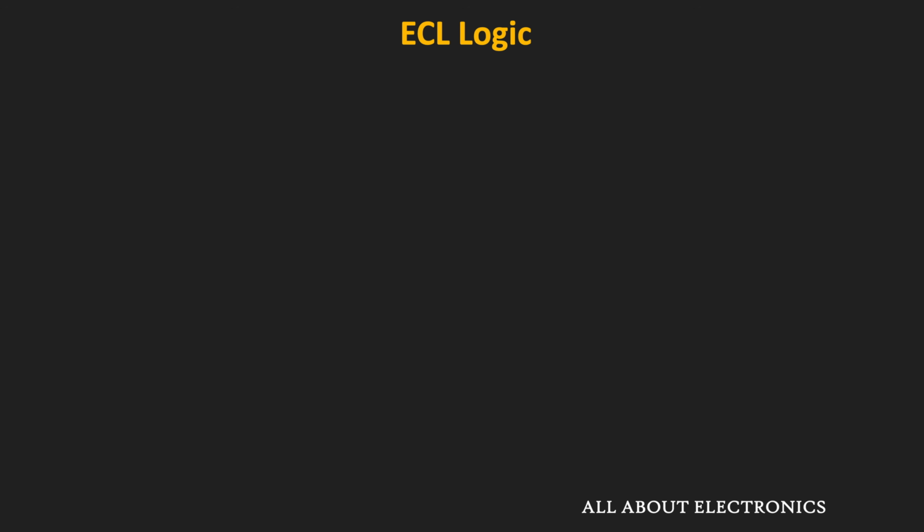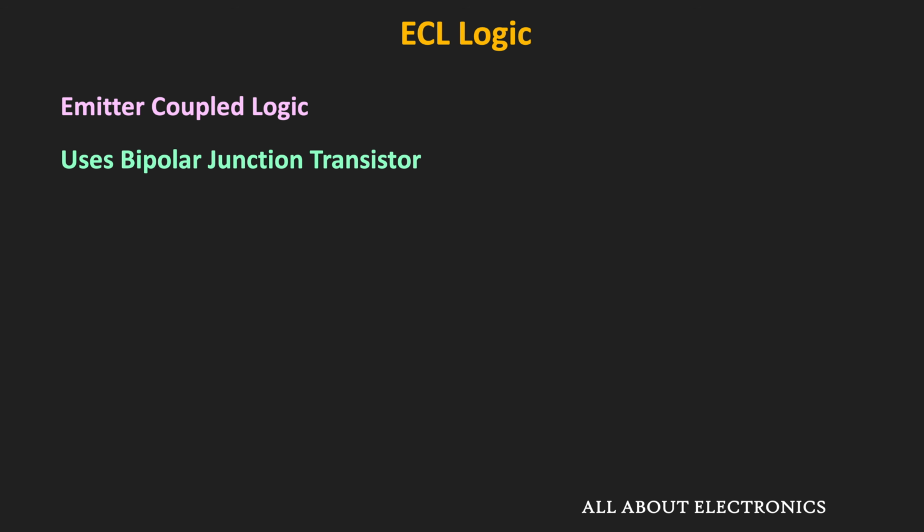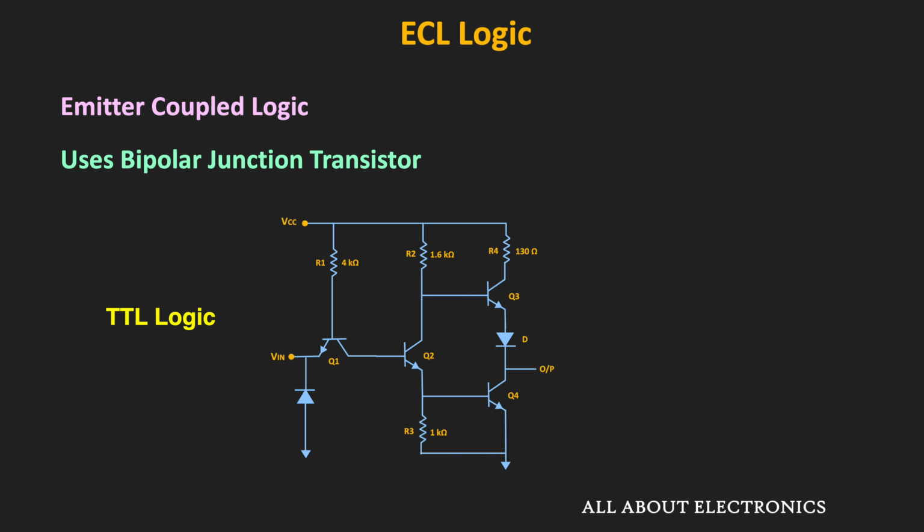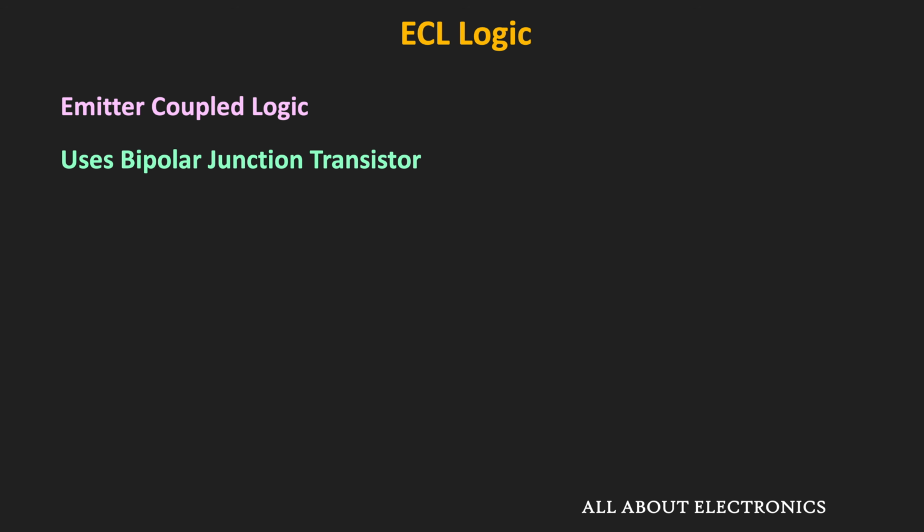So this ECL logic is also known as the emitter coupled logic. Similar to the TTL logic, it also uses the bipolar junction transistors. But if you recall, in the TTL logic, the transistors were operating in the saturation during the switching. Of course, in the advanced TTL logics, the transistor saturation was prevented. But in the conventional TTL logic, the transistors are operating in the saturation. But this ECL logic is the non-saturated logic. That means here the transistors do not operate in the saturation.